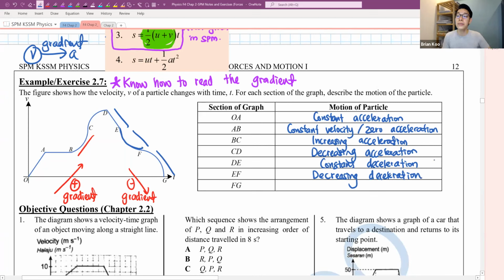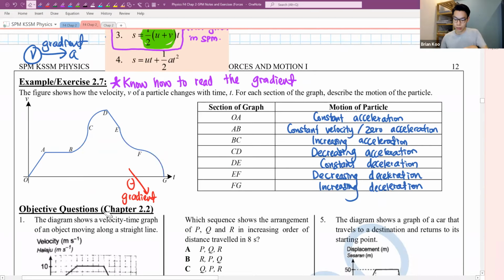Last part, F to G. Also a deceleration because it's going down, but it's increasing. You're right. How come? Because it is getting more and more dramatic. At first, it's flat, and then it gets sharp. Okay, that means it goes down really fast. It decelerates really quickly.